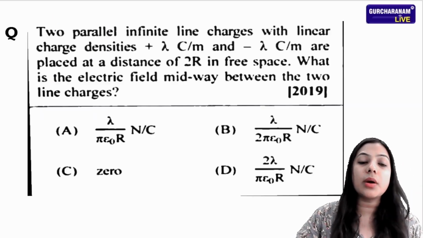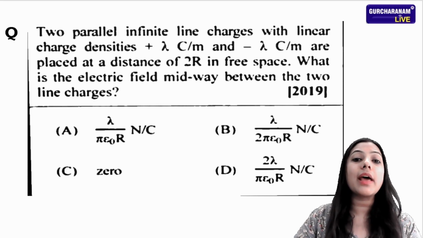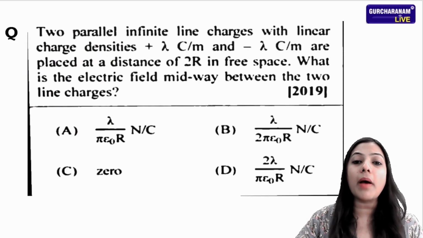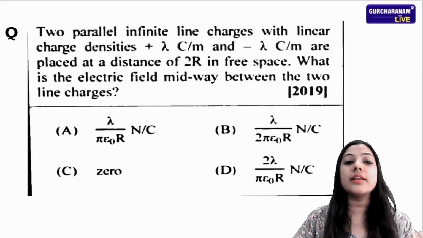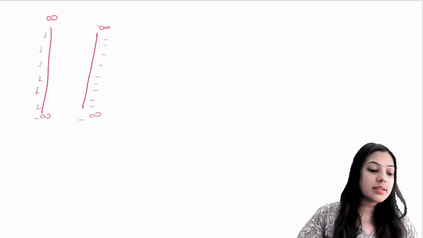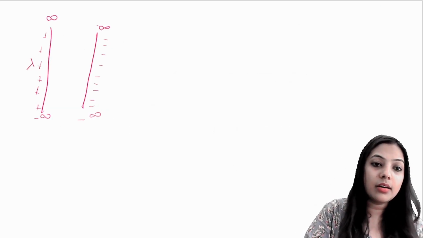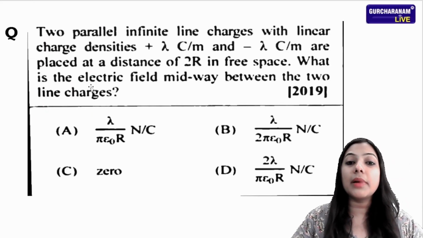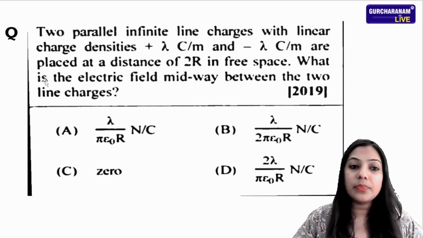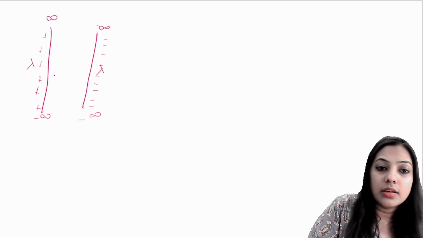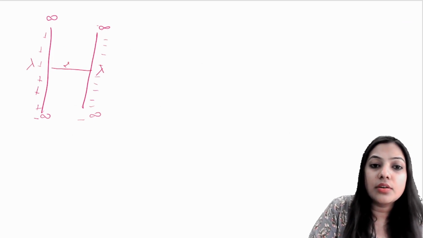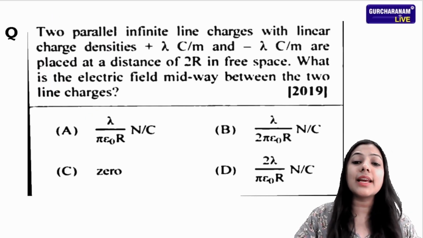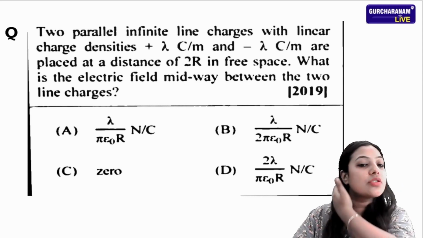Coming to the question, two parallel infinite line charges. In this diagram you can see these are the two parallel infinite line charges with linear charge densities plus lambda and minus lambda. They are placed at a distance of 2r in free space. So what is the electric field midway between the two line charges?